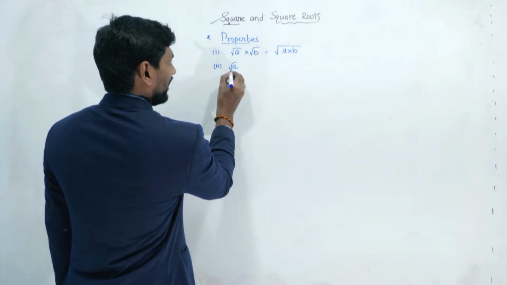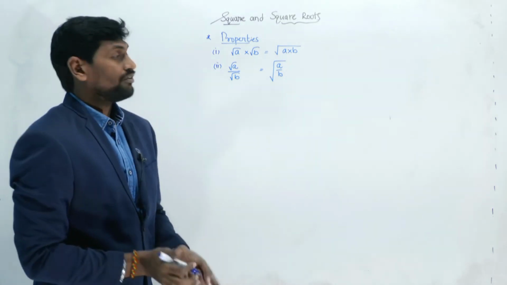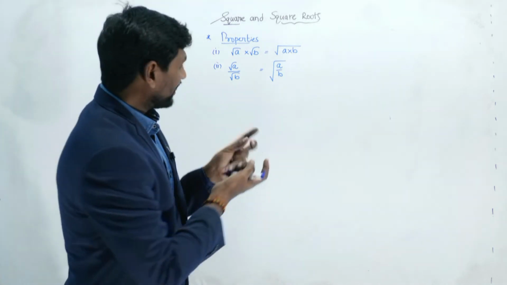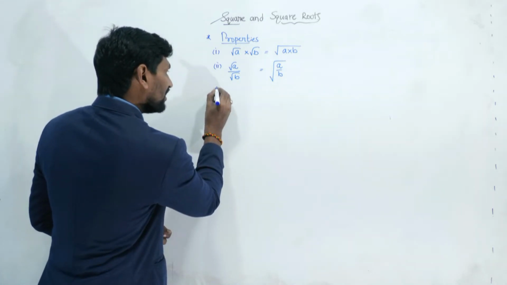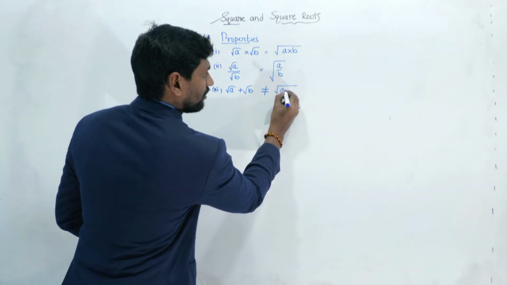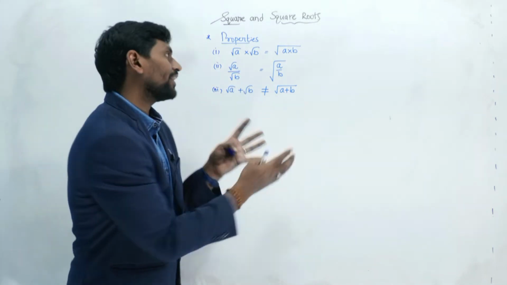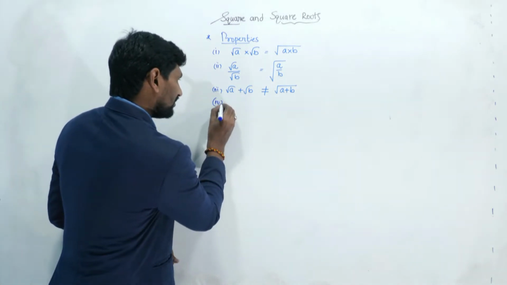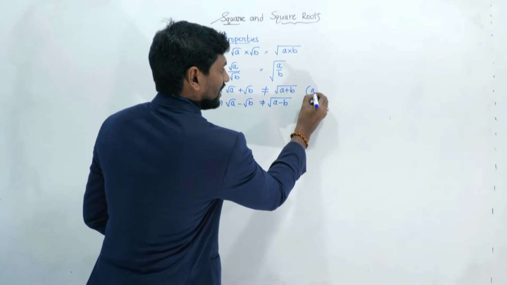Second one, square root of a by square root of b equals root over a by b. That means when you observe multiplication and division symbols between two different square roots, we can take the square root of them together. But the third one is: square root of a plus square root of b is not equal to square root of a plus b. This is very, very important. Multiplication and division can be combined under one square root, but addition and subtraction are not accepted. Root over a minus root over b is not equal to root over a minus b, where a is greater than b.